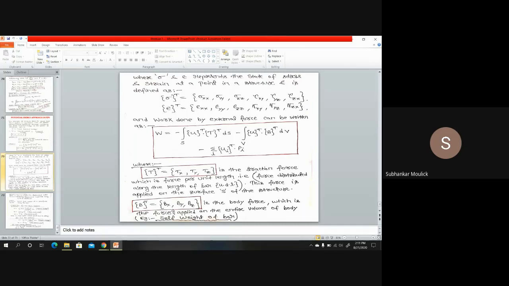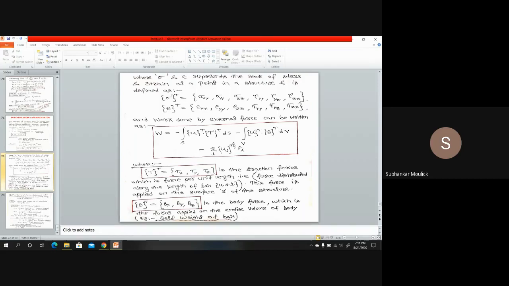Now what is this body force? This body force is that force which is applied on the entire volume of the body. For example, self weight of a bar. Self weight of a bar is what? That is the weight of the bar itself, which is applied on its entire volume. So that is an example of self weight of the bar.